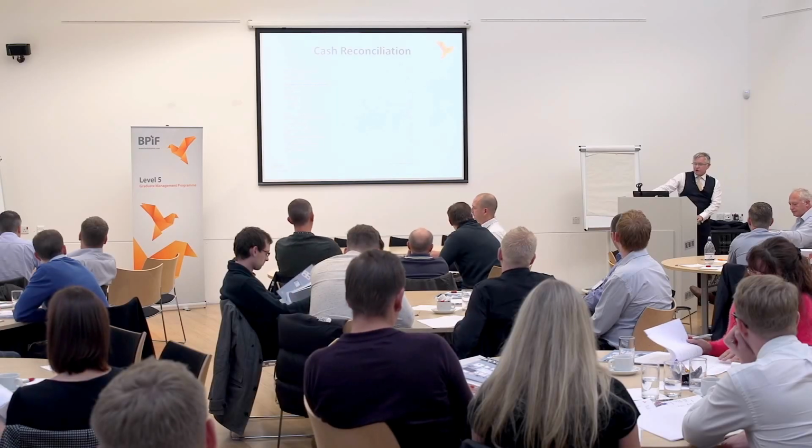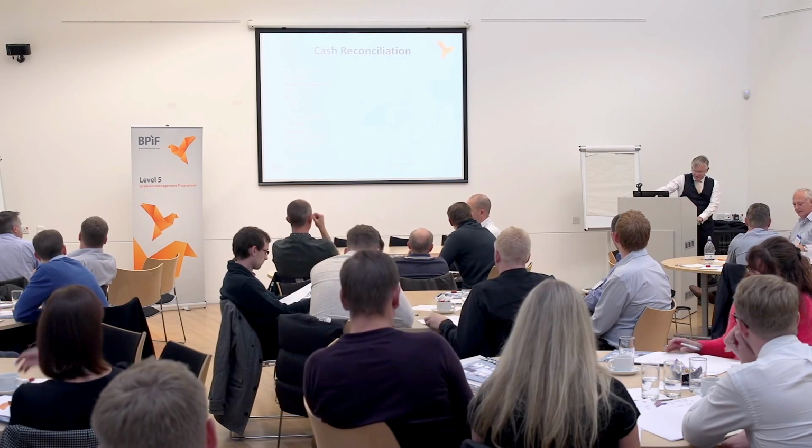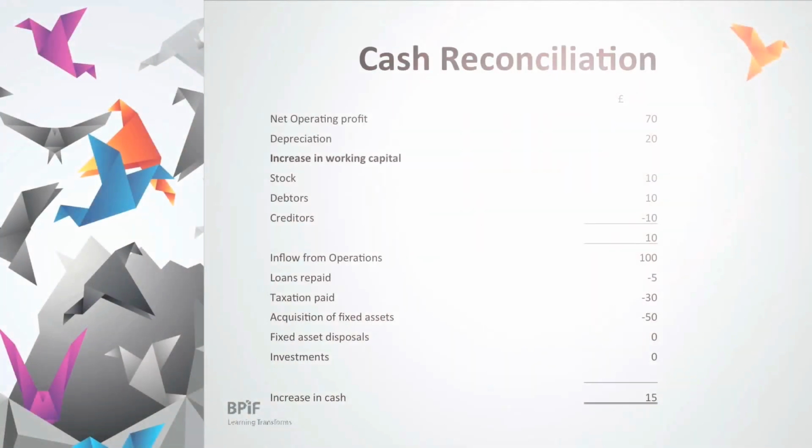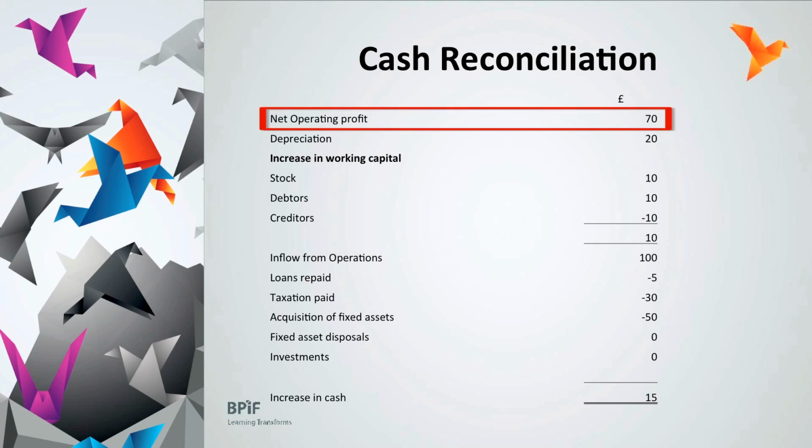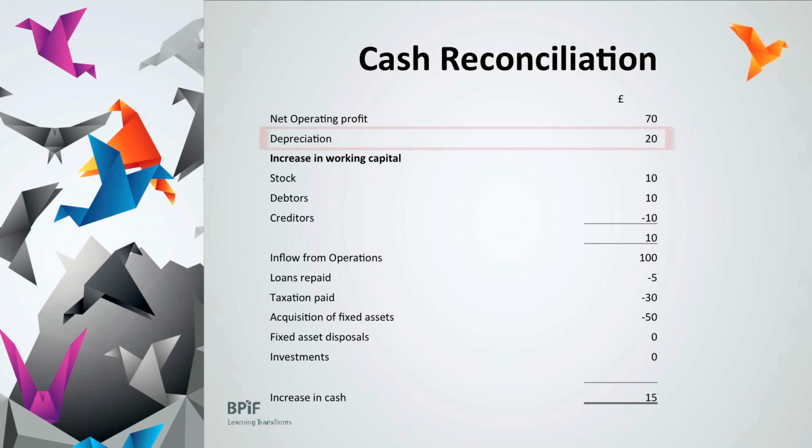So I just wanted to touch now on cash reconciliation, because cash and profit aren't the same thing. A company can be hugely successful and actually still fail if it doesn't have control over its cash. But if the company made net operating profit of 70, we'd add back depreciation because that's a non-cash item. So you'd add that back, and similarly you'd add back any other non-cash items, but that's the most significant one.